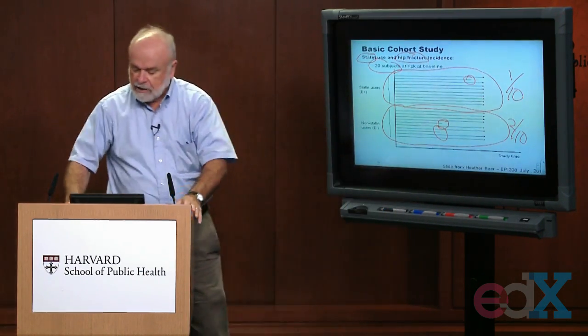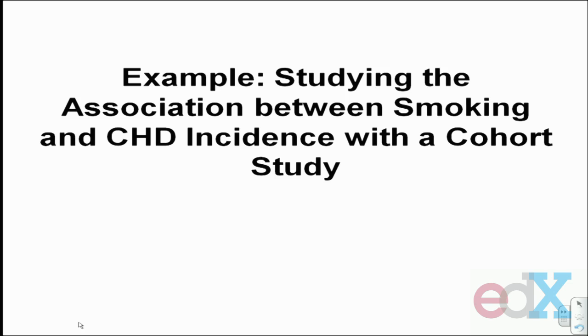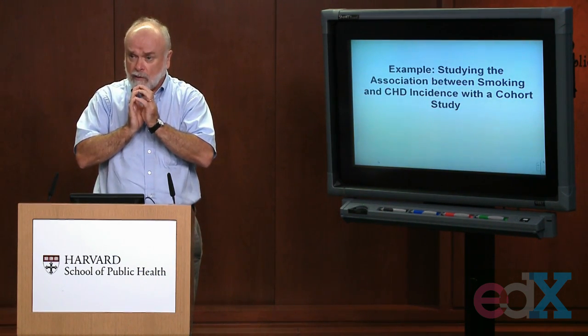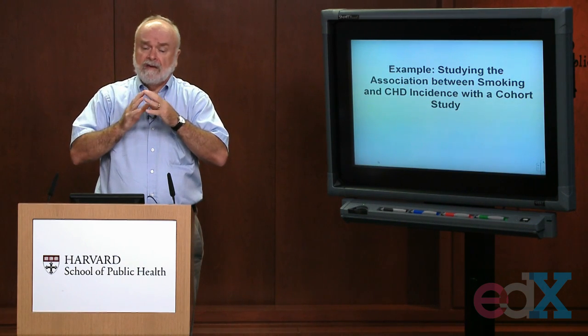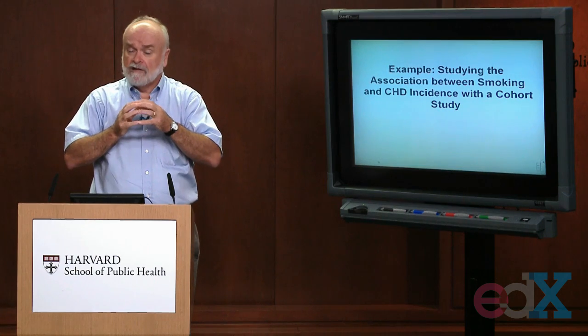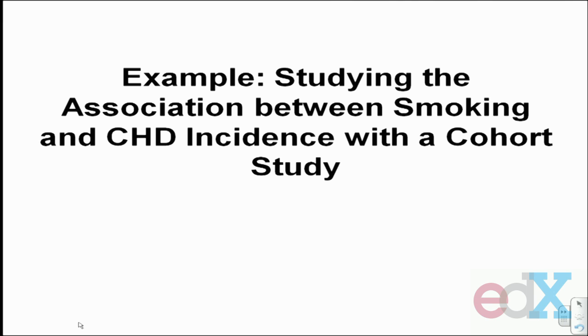So let's imagine we're going to do a cohort study, and let's just go through some of the steps involved in that cohort study. Let's suppose you want to design a cohort study asking yourself the question, what's the effect of smoking on the risk of developing coronary heart disease? So what we want to do is measure the association between smoking, that's our exposure, and coronary heart disease, the incidence of coronary heart disease. That's going to be our outcome.